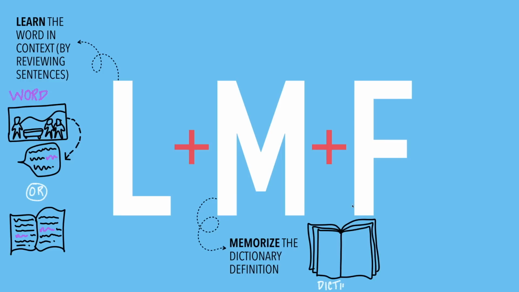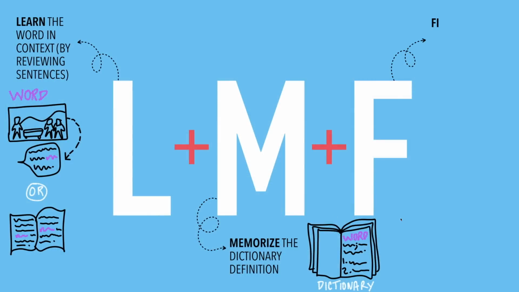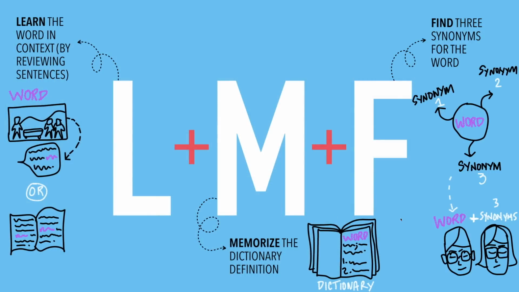Now, the next step is the letter M. Memorize the dictionary definition. After we see the words used in context based on images, we're going to look at the dictionary definition of each word so that we can know how to properly use it. And we're going to memorize the definition. Now, the last part of the formula is the letter F. F stands for find 3 synonyms or similar words for the word we're looking at, okay? It's so important to find 3 synonyms because you will have triggers or connections that will help you remember each and every word.